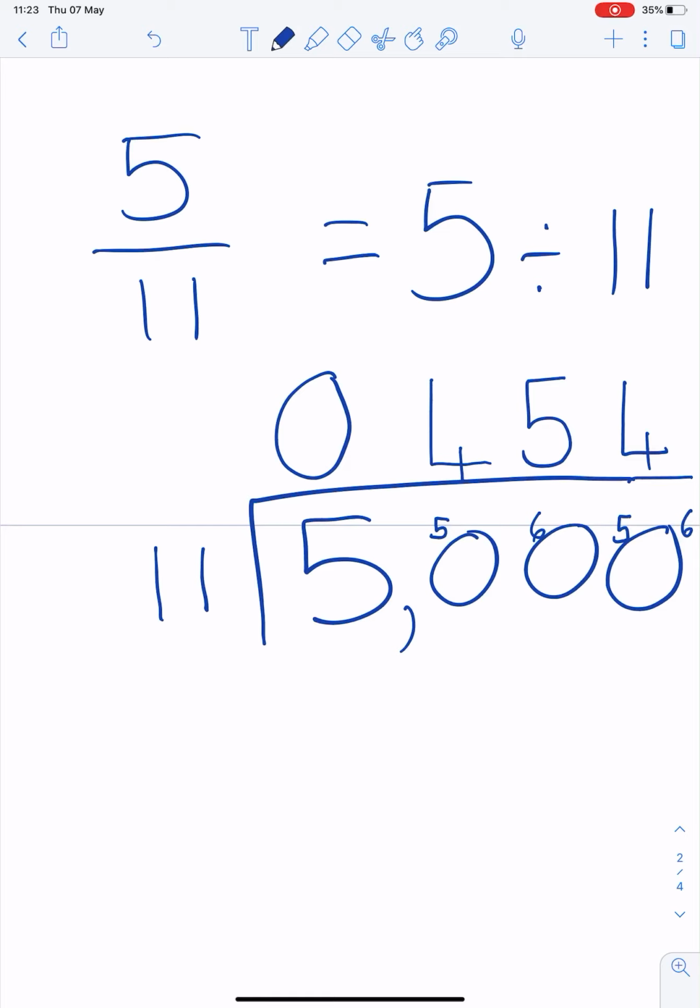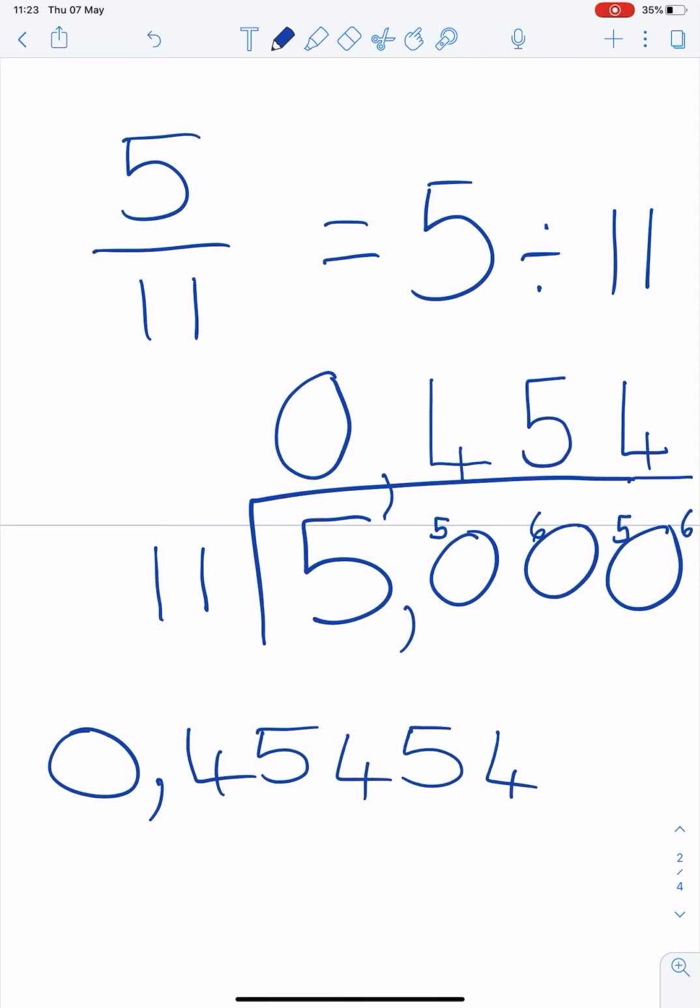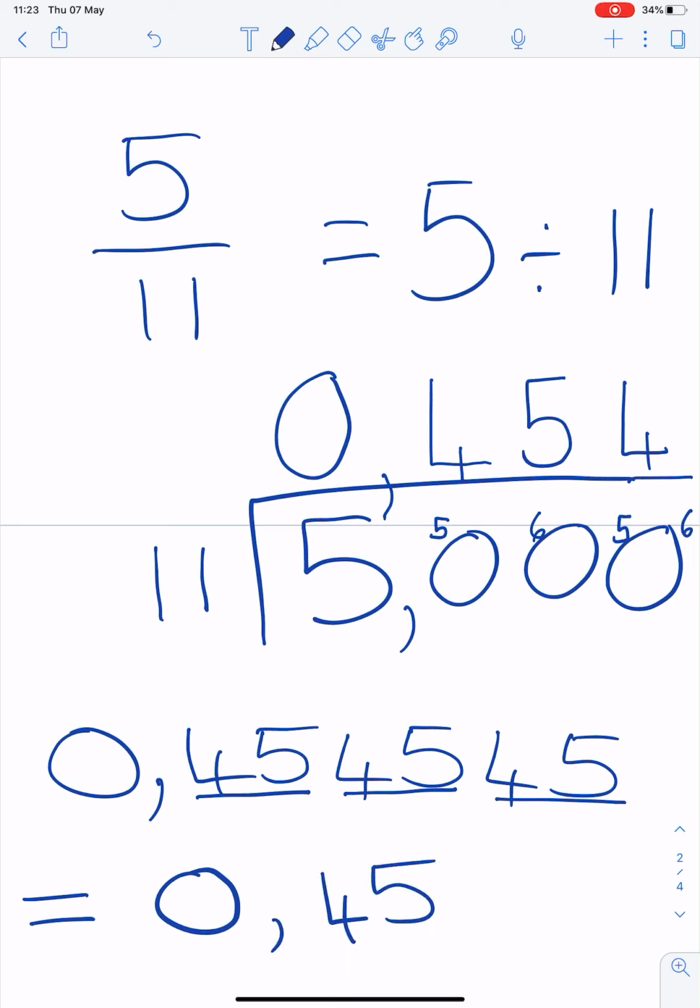You can once again see a pattern forming. So we are left with an answer that will look like this, and so on to infinity. So the 4 and the 5 are repeated over and over again. So our final answer will use a recurring dot on both of those numbers because they are both repeated over and over again.